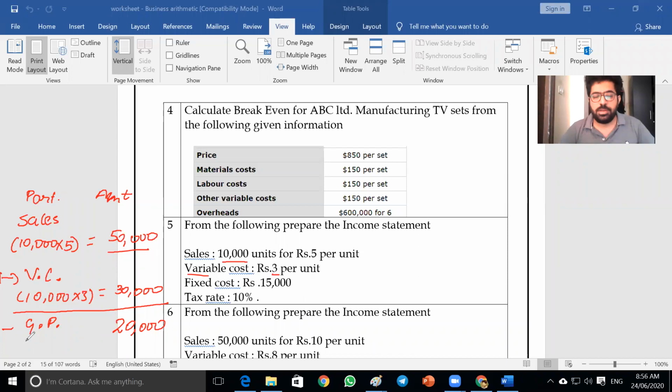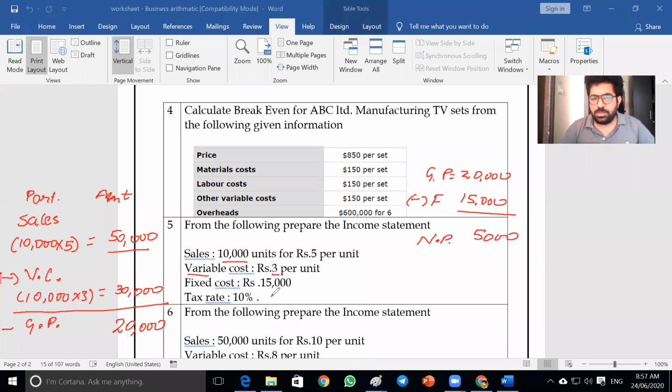After gross profit, you will deduct the fixed cost. जो आपका gross profit आया, उसको आप क्या करना है? You have to deduct the fixed expenses so as to get net profit. Gross profit में से आपने क्या minus करा? Fixed cost minus किया. Fixed cost is 15,000. Now, fixed cost 15,000 minus करने के बाद you will get what? You will get the net profit, that is 5,000.